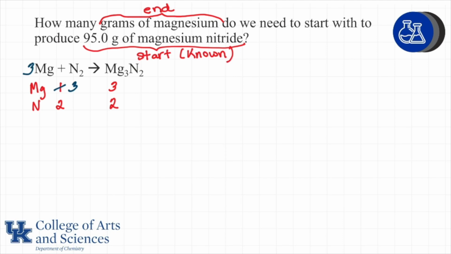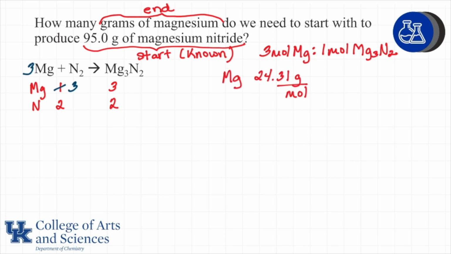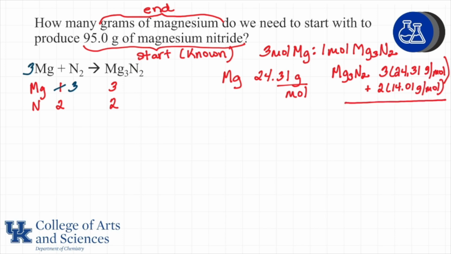I can write a relationship from my balanced equation, 3 moles of magnesium to 1 mole of Mg3N2, but I'm also going to need molar masses because we have grams of the substances. We need to get to moles, otherwise we can't use our mole to mole ratio, and we cannot relate the two substances based on mass. So I find my magnesium has a molar mass of 24.31 grams per mole, and I just pulled that from the periodic table. For magnesium nitride, I need to calculate that value. So I have 3 times 24.31 plus 2 times 14.01, and I get 100.95 grams per mole for the molar mass of magnesium nitride.